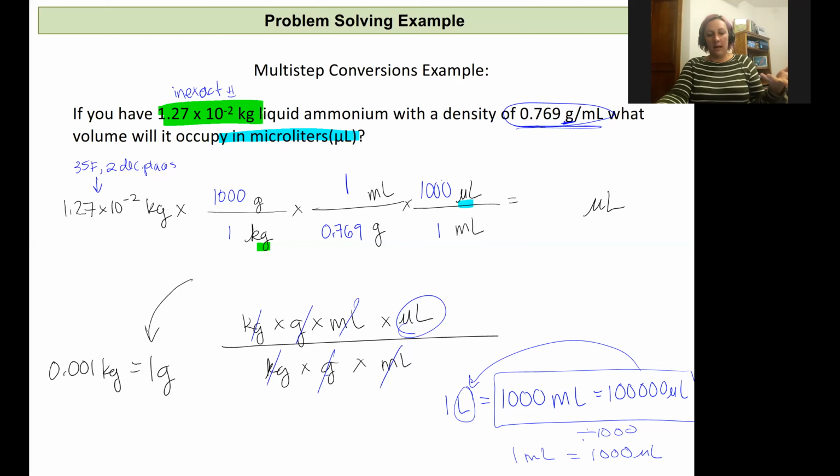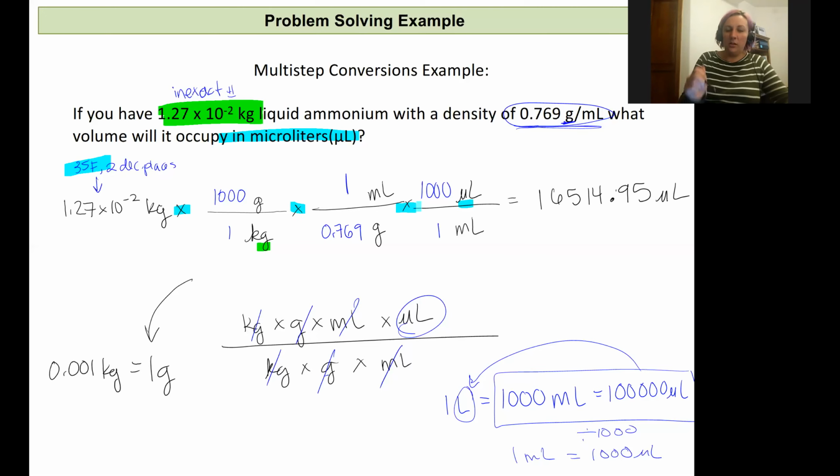All right, so now I've got this lined out. I'm just going to plug it into my calculator. And when I do, I get a value of 16514.95 microliters. That's a lot of significant figures. Now, remember, I only really get to have 3 of those. Everything's been multiplication or division, so I'm going to report the significant figures in my answer that I had to start with. All of my conversion factors are exact numbers, so they have infinite significant figures. So if I need 3, I'm going to go 1, 2, 3.